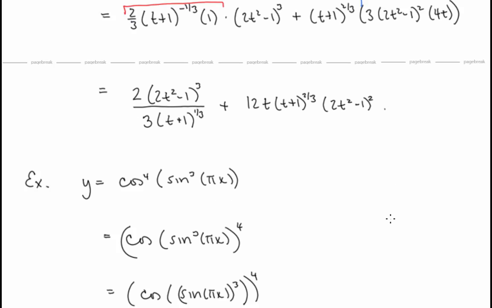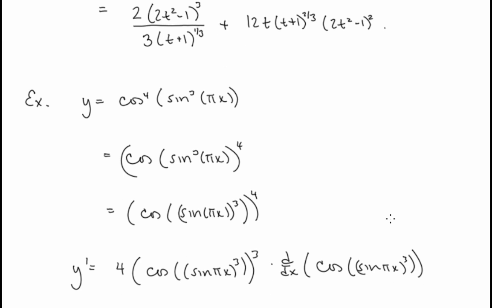Now let's take a look at this composition. We have cosine to the 4th of sine to the 3rd of pi x. So we have a whole chain of compositions here. The first thing I want to do, as I mentioned earlier, is get rid of this shorthand notation with cosine to the 4th and sine to the 3rd. So cosine to the 4th is just shorthand notation for cosine of all of that to the 4th power. So I bring that 4th power outside some parentheses.